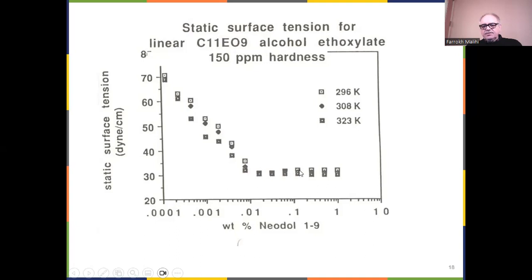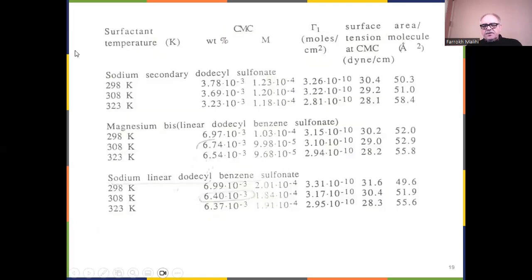Similar profile. Non-ionics have much lower critical micelle concentrations. They're more effective in reducing surface tension. We can take that data from the tensiogram and determine the critical micelle concentrations for each surfactant. We can measure the area per molecule of surfactants.